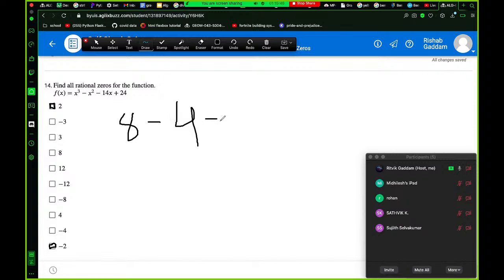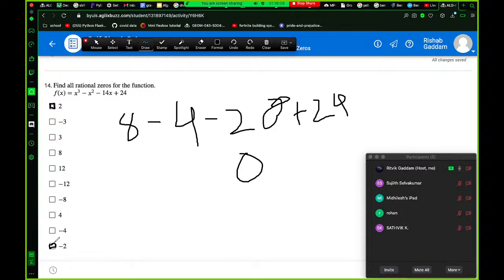Okay, so let's find out. So 8 minus 4 minus 28. Yeah, it does not look like an 8. Plus 24. Okay, so that's 4 minus 4, that's 0. So yeah, this obviously works. Oh, the 28, that's negative 14 times 2. Okay, so you said -4 also works. So let's try that.